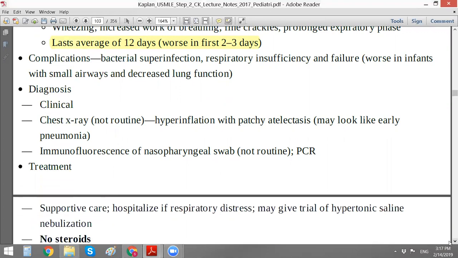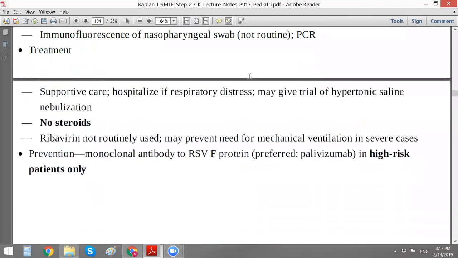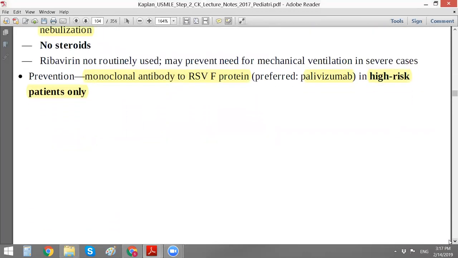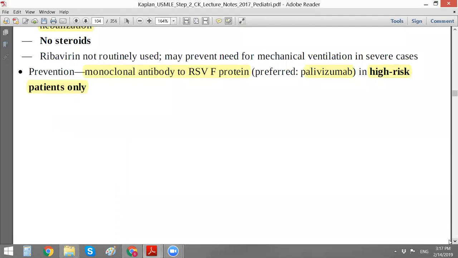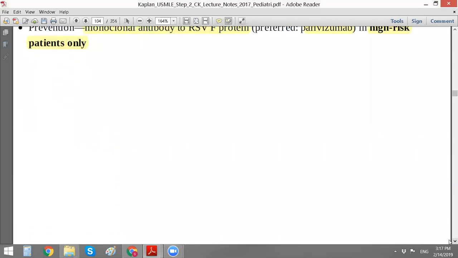Treatment is just supportive care and hospitalization. With severe respiratory distress, you may give a trial of hypertonic nebulization. There's no role for steroids here. Ribavirin is not routinely used. Mechanical ventilation may be needed in severe cases. Prevention is a monoclonal antibody to RSV F protein, preferably palivizumab, in high-risk patients such as immunocompromised or premature preterm patients. We will give the monoclonal antibody to RSV F, palivizumab.